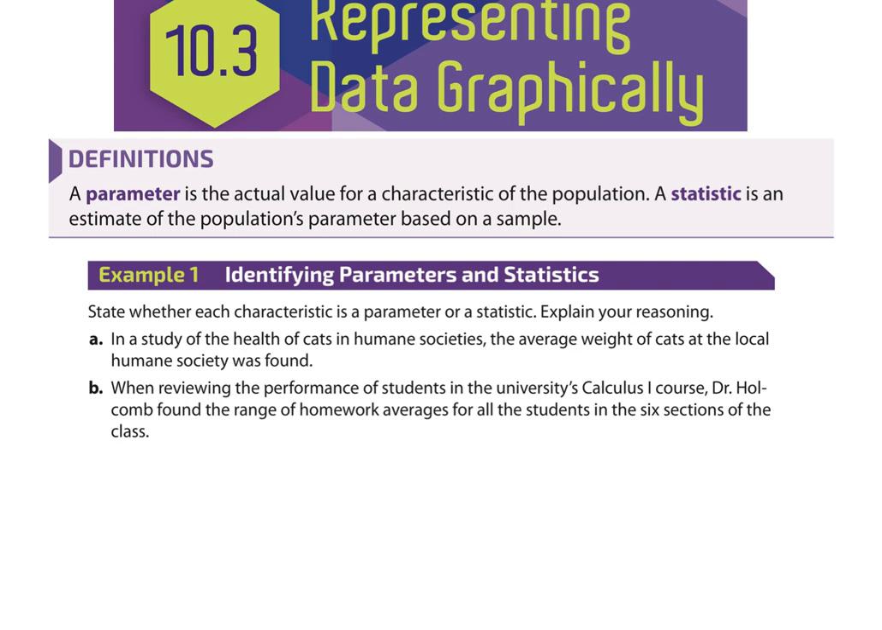So the first thing we're going to do is talk about parameter versus statistic. State whether each characteristic is a parameter or a statistic. Explain your reasoning. In a study of the health of cats in humane societies, the average weight of cats at a local humane society was found. So they are studying all cats, and they're using the weights of cats at one specific animal society. What are they doing? They're using a statistic, right? They're not taking the weight of every single cat at every single humane society. This is a statistic.